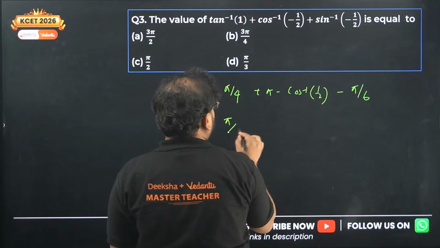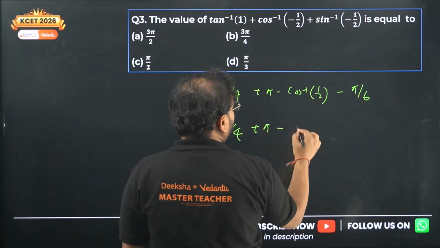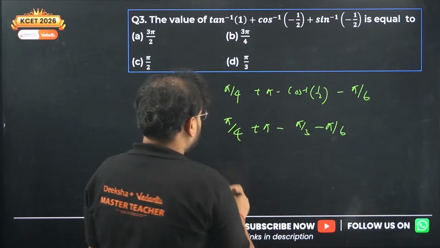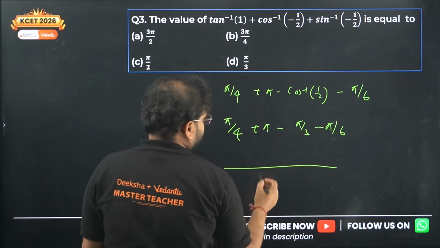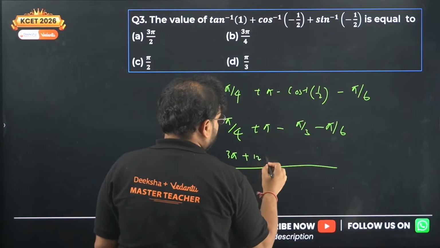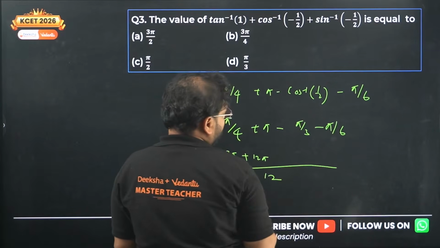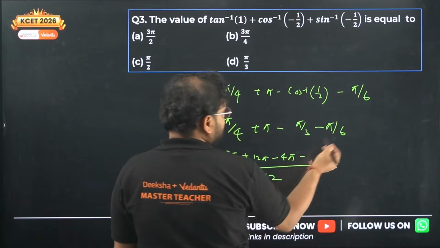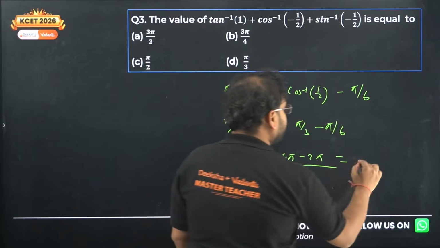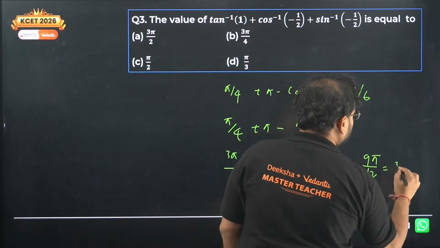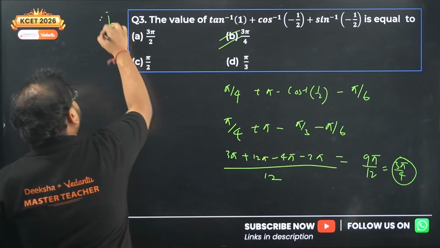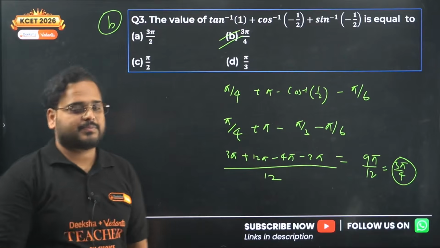Pi by 4 plus pi minus this value, pi by 3 minus pi by 6. Okay, minus 5 by 6, let's take LCM now. LCM is going to be 12 only, right? 4 3s are 12, so 3 pi plus 12 pi, 3 4s are 12, so minus 4 pi, minus 6 into 2, 2 pi. What is the difference? 15 minus 6, so 9 pi by 12, which is nothing but 3 pi by 4. Option B is correct. Option B is the right choice.